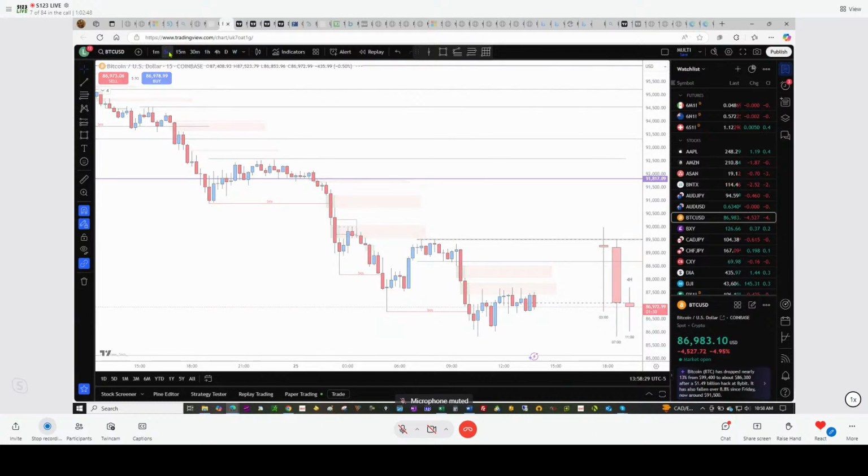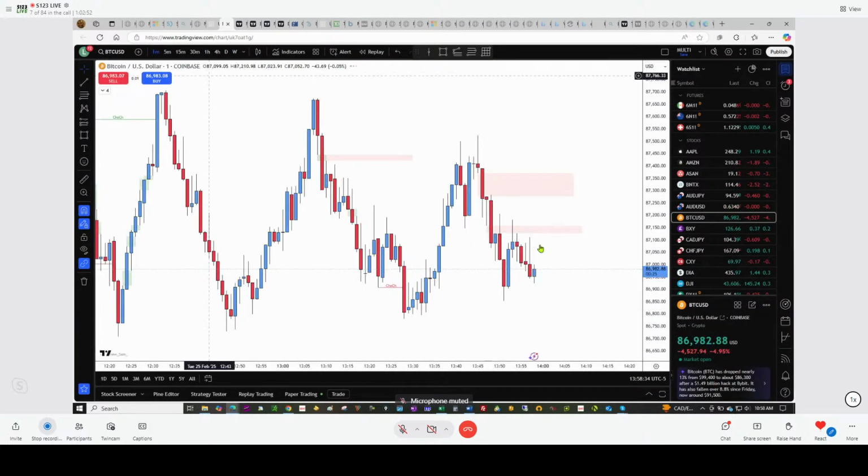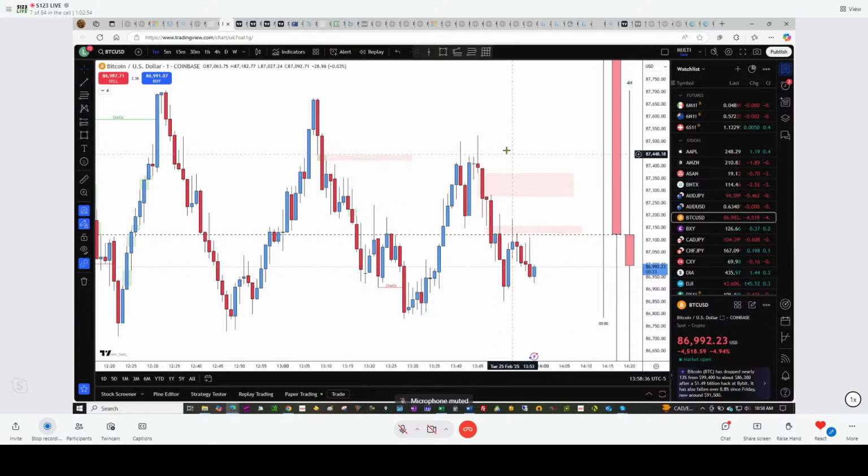5 minute, and now the 1 minute. So at this level, sweep, sweep, retrace, sell. Another one, also sell again. So these are all sells when you get the retraces back in.